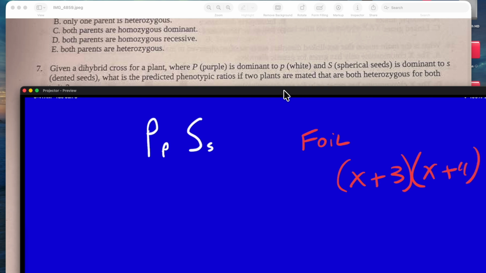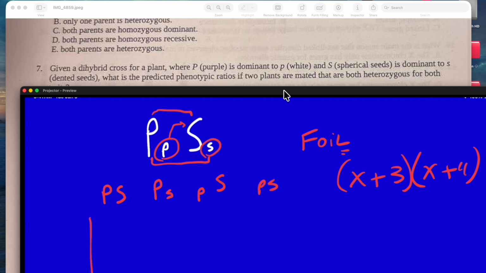Okay, so we're going to do first times first. That's capital P, capital S. That's one gamete. Then we're going to do outside, capital P, small s. Then we're going to do inside, small p, capital S. And then finally, we're going to do last, small p, small s. Okay, and then we're going to have the same exact gamete combinations here.